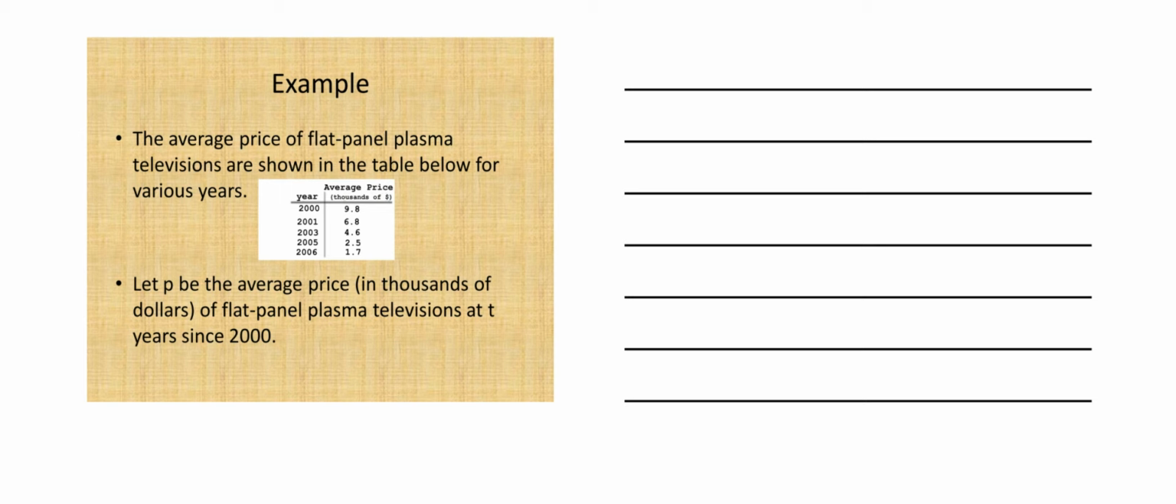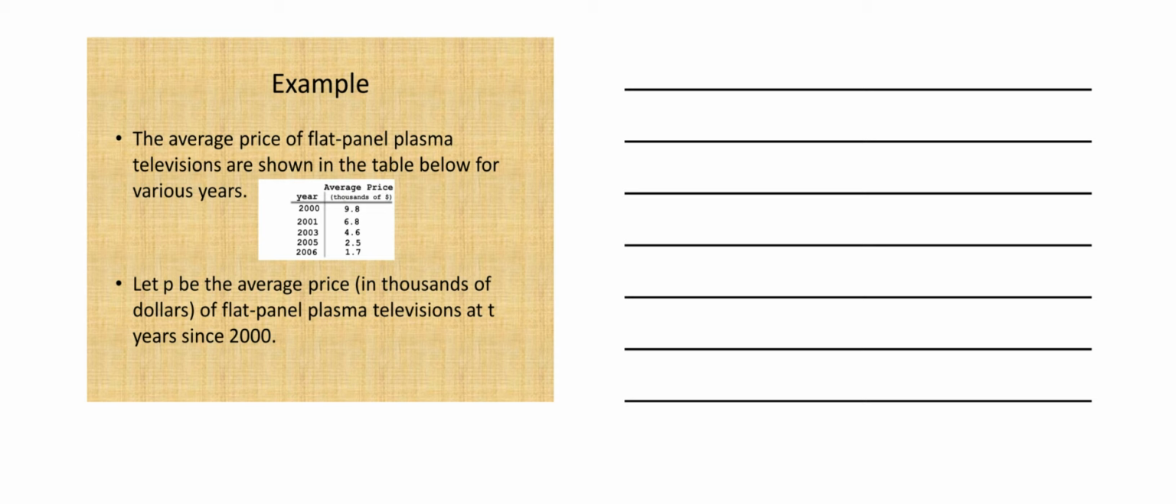Example. The average price of a flat plasma television is shown in the table below for various years. So there is our table, which has years 2000, 2001, 2003, 2005, 2006, and also average price in thousands of dollars: 9.8, remember that's thousands, or in other words $9,800, 6.8, 4.6, 2.5, and 1.7.